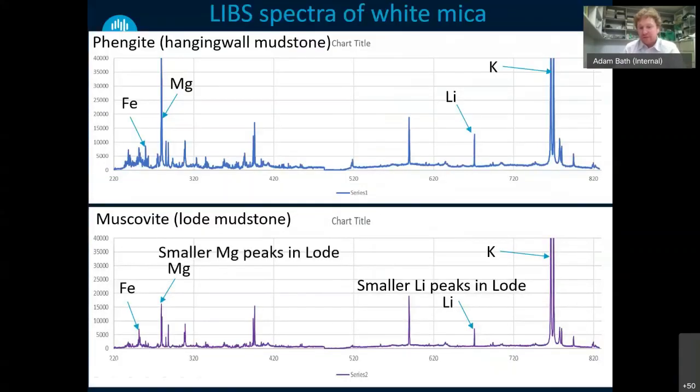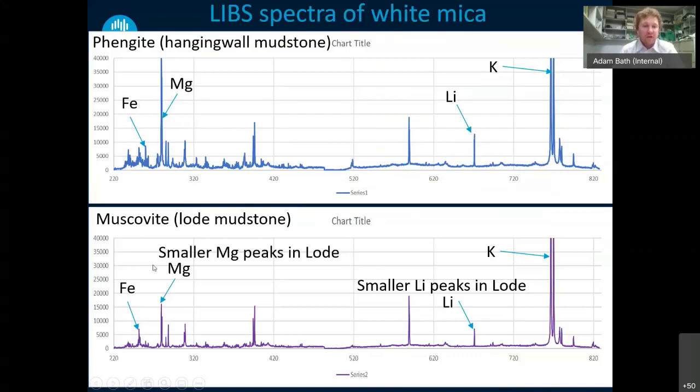Just to emphasize the quality of the spectra and also the sensitivity, these are two spectra from one of those pixels that would go across a sample. There's a 300 by 300 grid, so about 90,000 spectra for a map. This is one of those spectra, and you can see peaks such as magnesium and potassium. But what I want to point to is the difference in some of the lithium peaks. Here, this would be muscovite from the lode zone, which has a low lithium count compared to the lithium from the phengite, which would occur in a mudstone in the hanging wall.